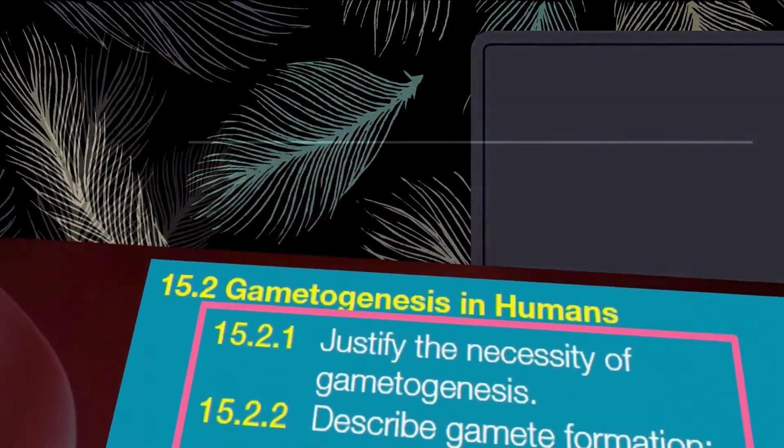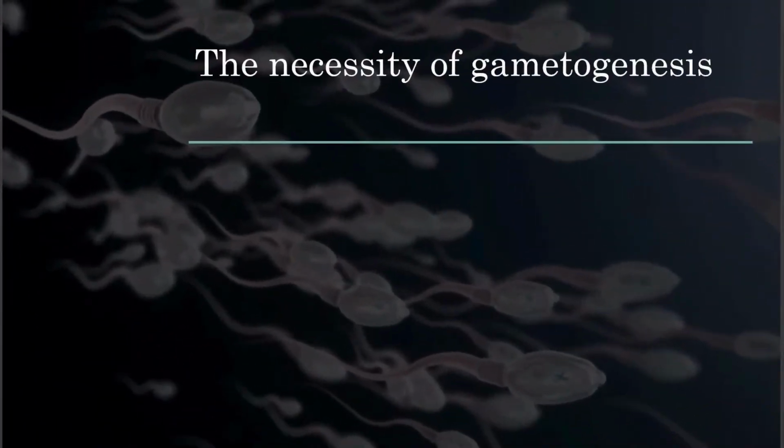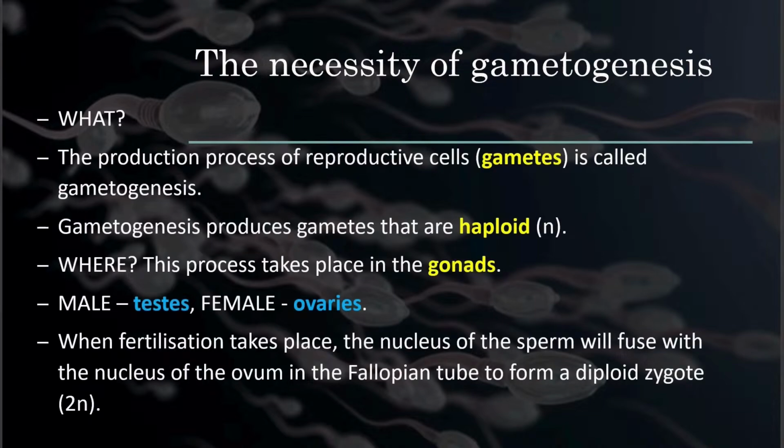Alright, so first, what is the necessity of gametogenesis? So what is gametogenesis? This is the process of producing reproductive cells, or we call them gametes. All the gametes that are produced must be haploid, and the process takes place in the gonad. The male gonad is the testis, and the female gonad is the ovaries.